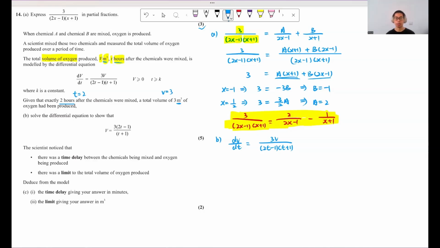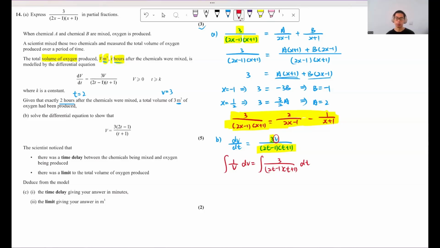But since we already know this whole partial fraction can be written in two fractions, it'll be easier to just remove that v. So we divide by v on both sides to get 1 over v, and multiply by dt on both sides. So 3 over (2t minus 1)(t plus 1) stays the same, and then dt. And then take the integral of both sides.